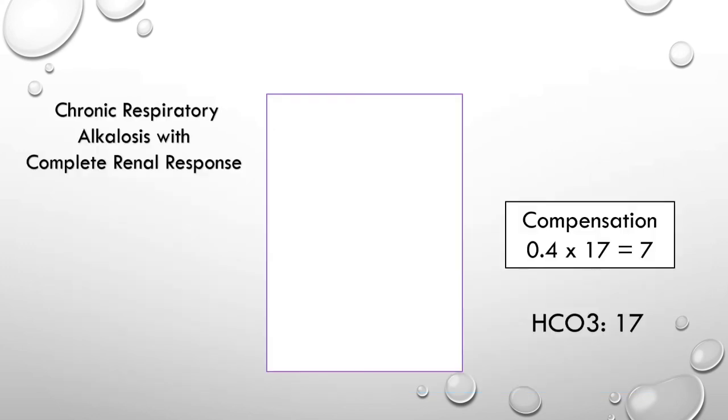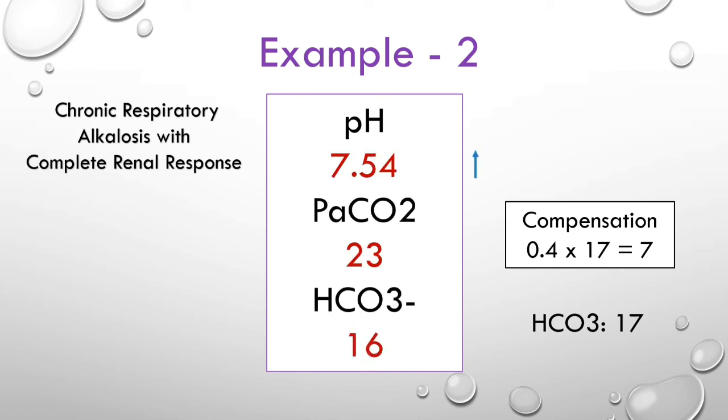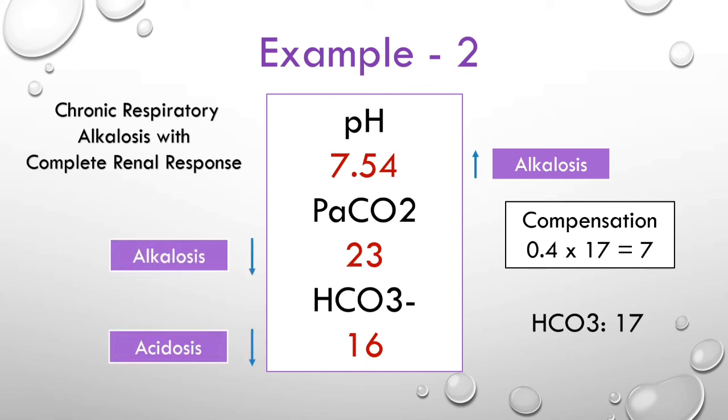Now, let us look at this example. The pH is 7.54, the PaCO2 is 23 and the bicarb level is 16. Since the pH is high, it indicates alkalosis, and the PaCO2 is low, again indicating alkalosis on the respiratory component. So the primary acid-base disorder is respiratory alkalosis. Now, the kidneys would try to compensate this by decreasing the bicarbonate level. The bicarbonate level in this example is decreased, and it is decreased significantly, meaning the respiratory alkalosis is a chronic one, because in the acute respiratory acid-base disorder, the compensation is quite minimal. So the primary acid-base disorder is a chronic respiratory alkalosis.